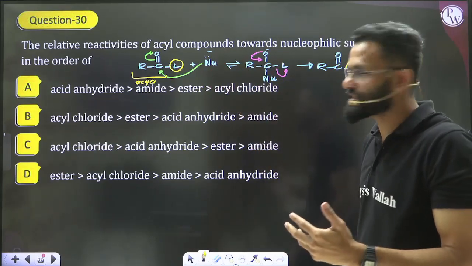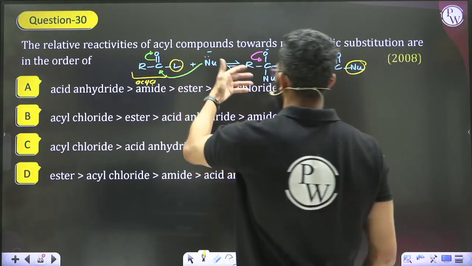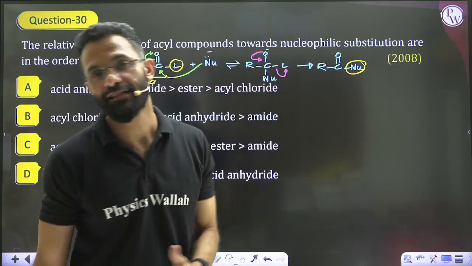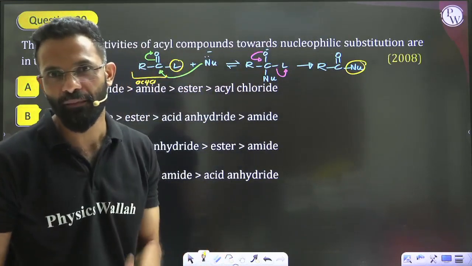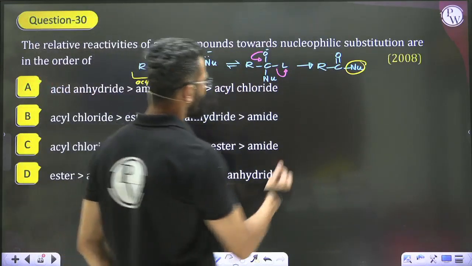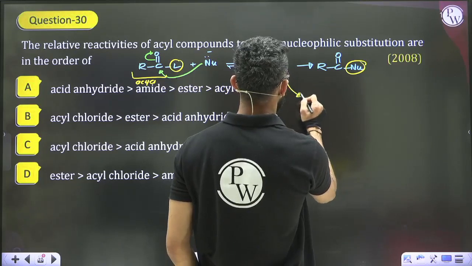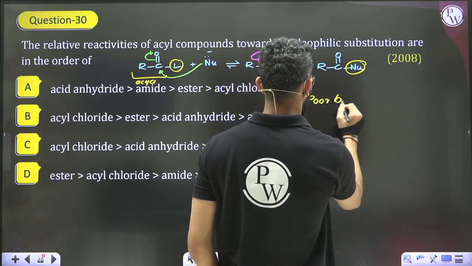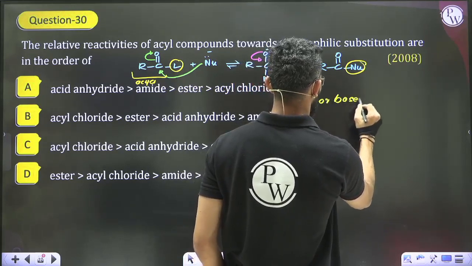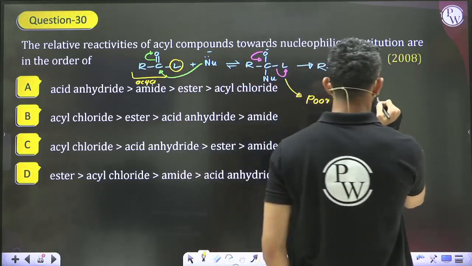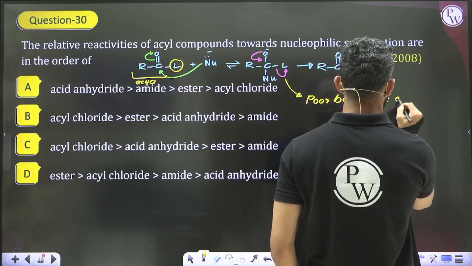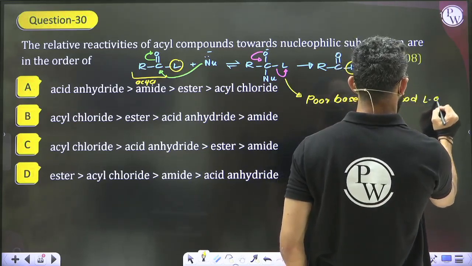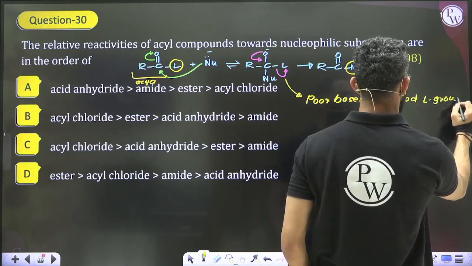So what do we have to decide now? Among the options given, we have to find out which is a better leaving group. We must not forget poor bases are good leaving groups. So for a species to be a good leaving group, it should be a poor base. Poor bases are good leaving groups.